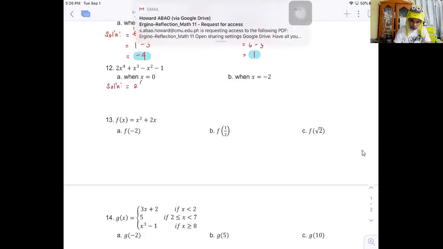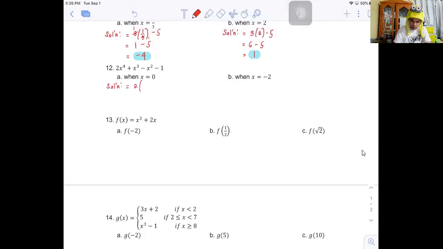So we have 2 times 0 raised to the power of 4 plus 0 cubed minus 0 squared minus 1. Tagsa-tagsaon na to, this is 0 plus 0 minus 0 minus 1. So this becomes negative 1. Okay? So klaro kayo nino nga negative 1 siya. Now, let's go to letter B.